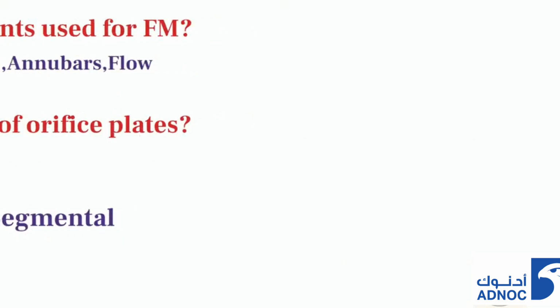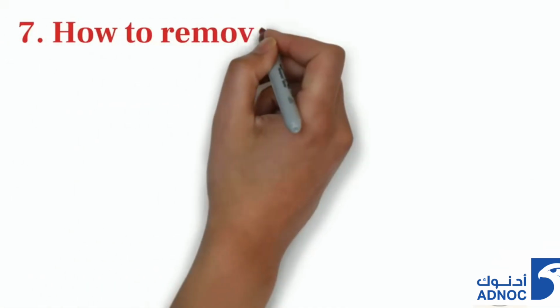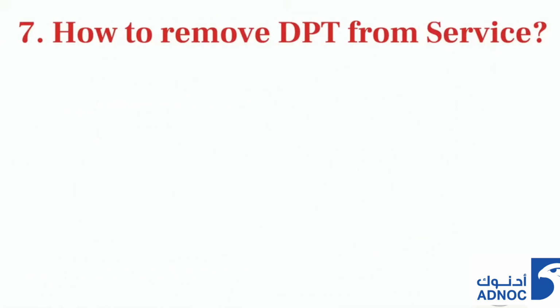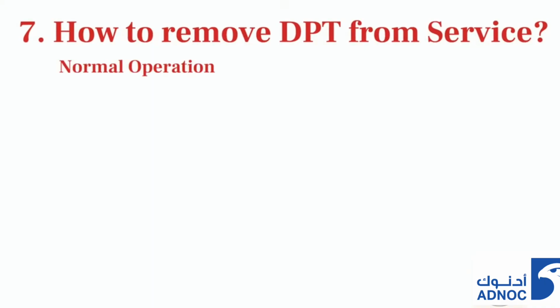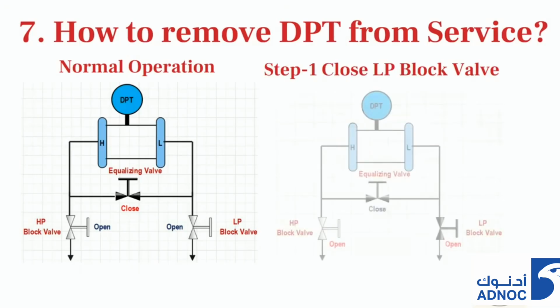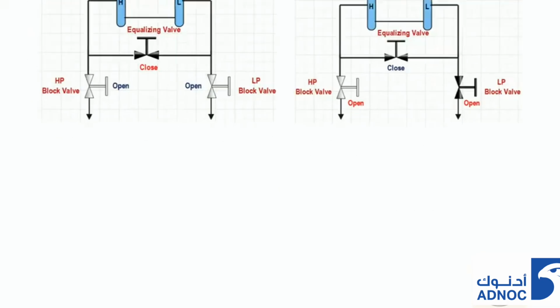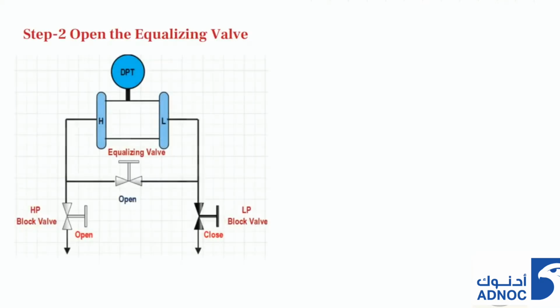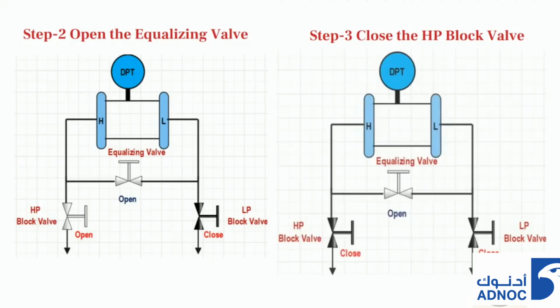Seventh and most important type of technical interview question is, how to remove differential pressure transmitter from service. In normal operation, both high side and low side manifold valve is in open condition, and equalizing valve is in closed condition. To remove DPT from service, close the low pressure side block valve. Then open the equalizing valve. At the end, close the high pressure side block valve.